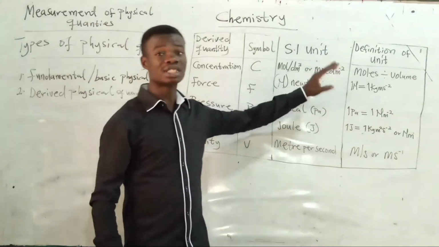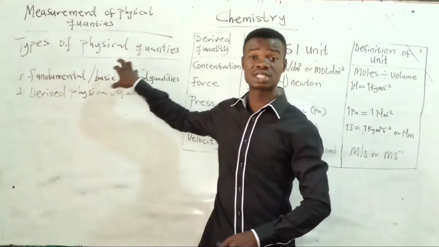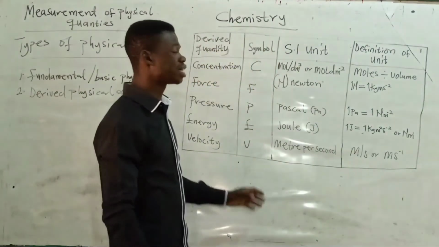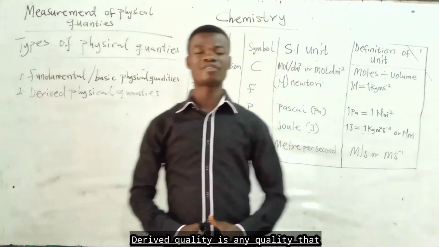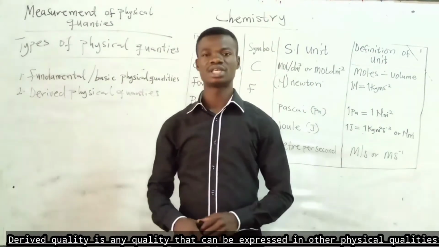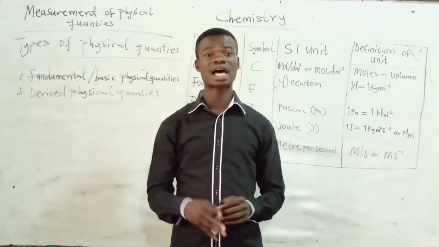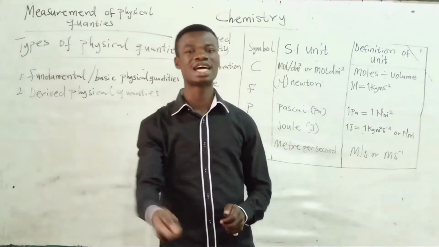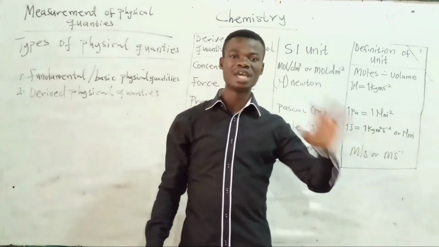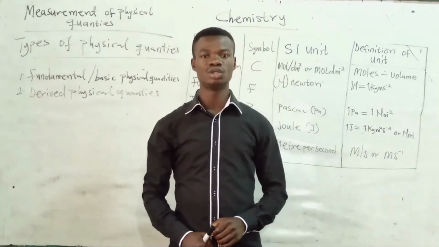All right. The next one is derived quantity. Under the types, we have fundamental and then derived quantity. So what is derived quantity? A derived quantity is a quantity that can be expressed in other quantities. In other words, as the name implies, they are derived, or we obtain them from the basic or the fundamental quantities. I want you to take note of that.